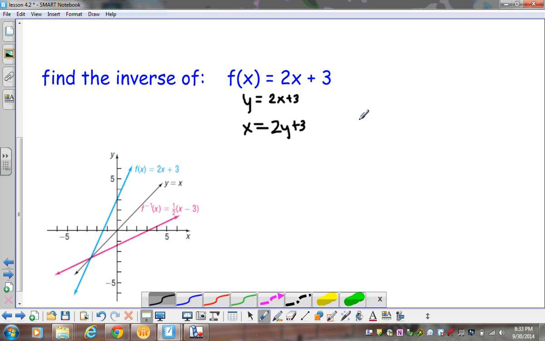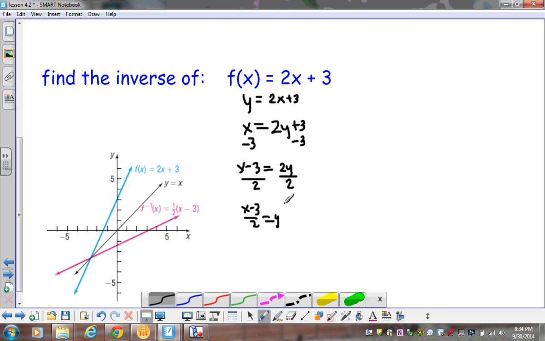Now I want to get y by itself. So to get y by itself, first I need to take this 3 and move it over. So I'm going to subtract 3 over. So this has become x minus 3. Those can't combine, so I'm just left with x minus 3 equals 2y. Now I still got to get y by itself, so I got to get rid of this 2. Because it's 2 times y, the opposite of multiplication, as hopefully you know, is division. So now I've got x minus 3 over 2 equals y.